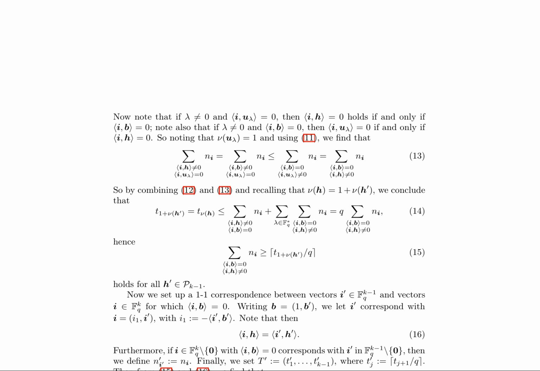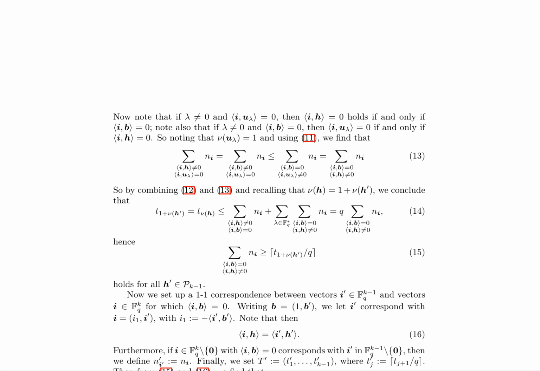The authors begin by noting that if lambda is not equal to 0 and the inner product of T and U_lambda equals 0, then the inner product of T and H holds if and only if the inner product of T and B equals 0. This leads to a series of inequalities, including equation 13, which is used to derive equation 14. The authors then use equation 14 to establish equation 15, which holds for all H element of P_(k-1).